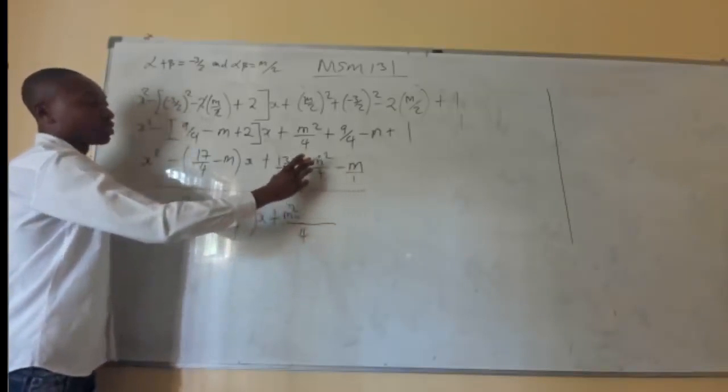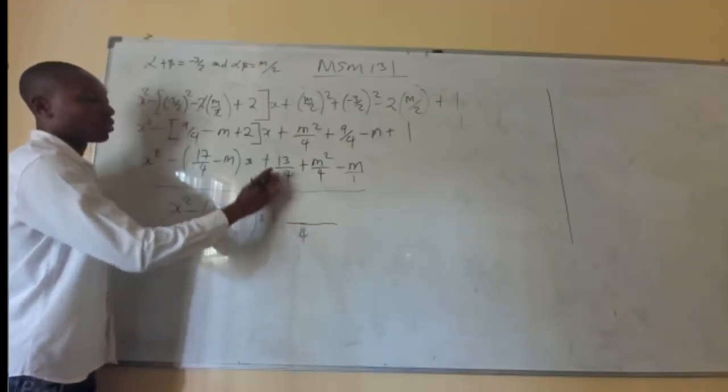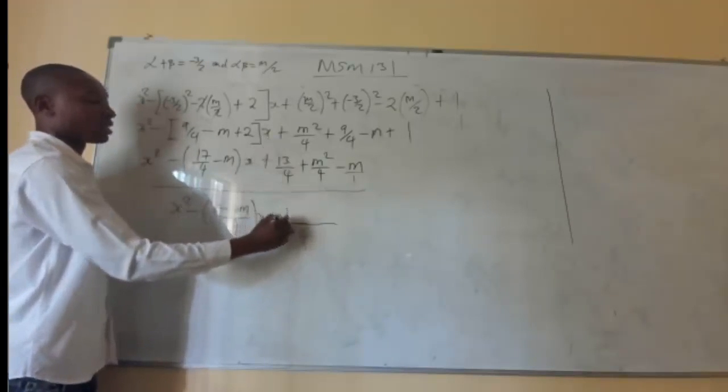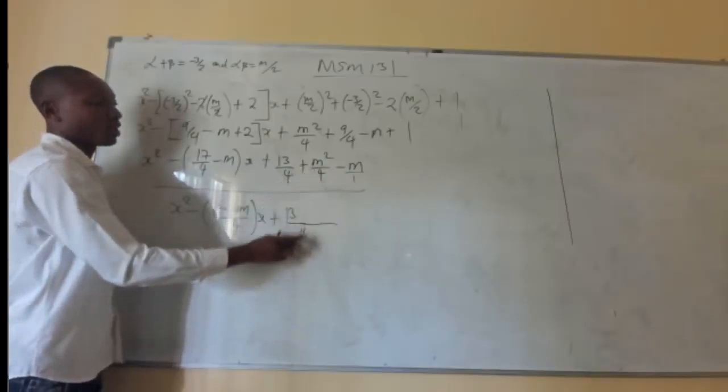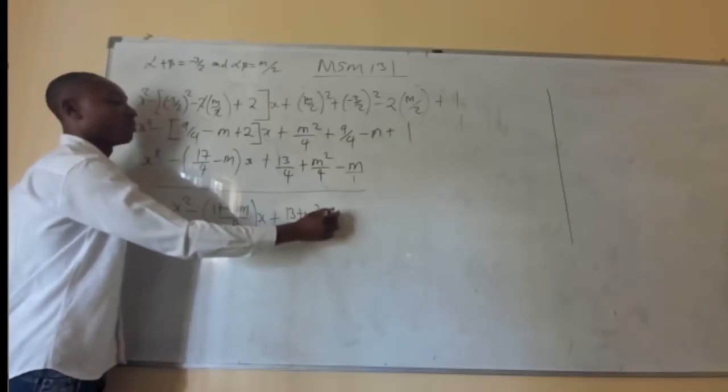So I'm just writing it the way it is. 4 into 4 is 1 times that, that's 13. 4 into 4, 1 times that, that's m squared. 1 into this is minus m. Okay.